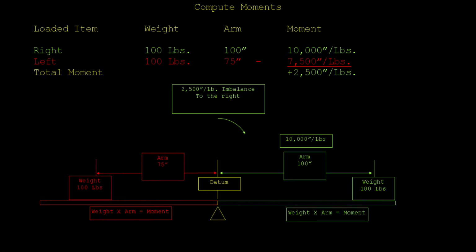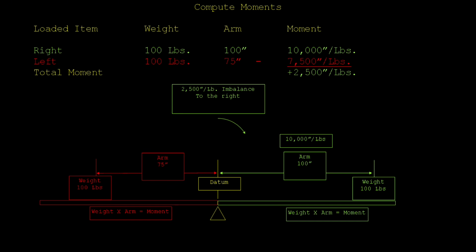In this example, we just moved 100 pounds on the left side of the scale from 50 inches to 75 inches, giving us a left moment of 7,500 inch-pounds. Subtracting the 7,500 inch-pound moment on the left from the 10,000 inch-pound moment on the right gives us a total moment of 2,500 inch-pounds. The scale is still imbalanced to the right, but the 2,500 inch-pound imbalance is less than the 5,000 inch-pound imbalance we previously had.